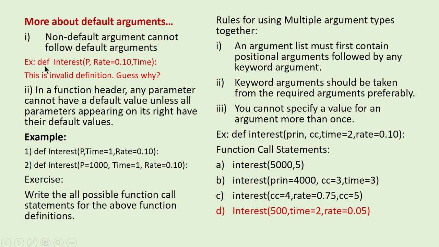Here I have tried to write def interest of P as the first argument. The second argument I have given as a default argument, and the third argument is a non-default argument. It is not possible to write like this. This is an invalid definition. Can you guess why? Just think for a minute. Can you guess why you cannot write something like this?